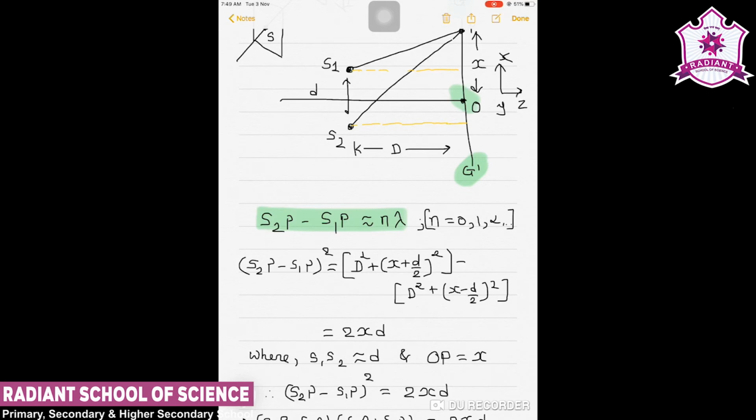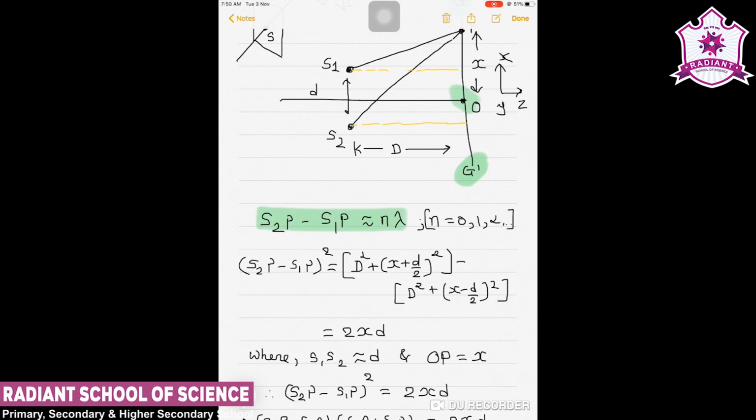Now in order to determine the shape of the interference pattern on the screen, we note that a particular fringe would correspond to the locus of points with a constant value of S2P minus S1P. Whenever this constant is an integral multiple of lambda, the fringe will be bright, and whenever it is an odd integral multiple of lambda by 2, it will be a dark fringe.